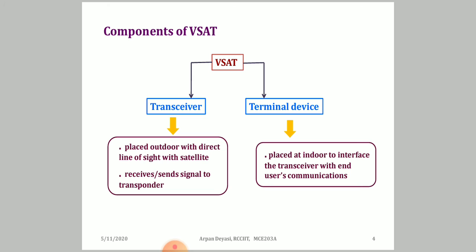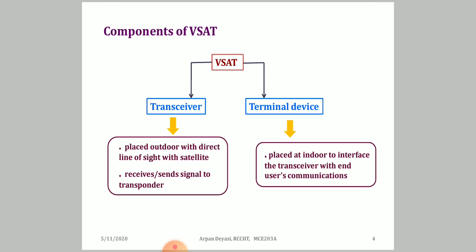And now we come to the components of the VSAT. What are the different components? There are two major components: the transceiver and terminal devices. What is the transceiver? That is placed outside with direct line of sight to the satellite, and it receives or sends signals to the transponder. Receives means through the downlink it receives, and sends means through the uplink it can send. So being placed outside at the line of sight is one of the key aspects.